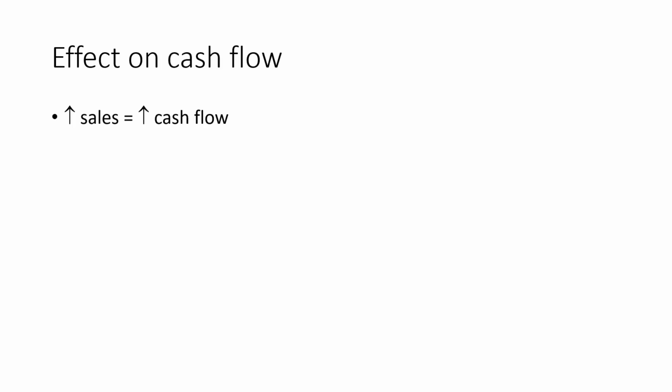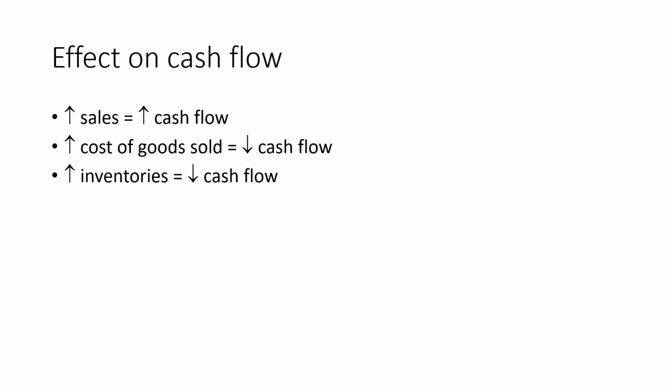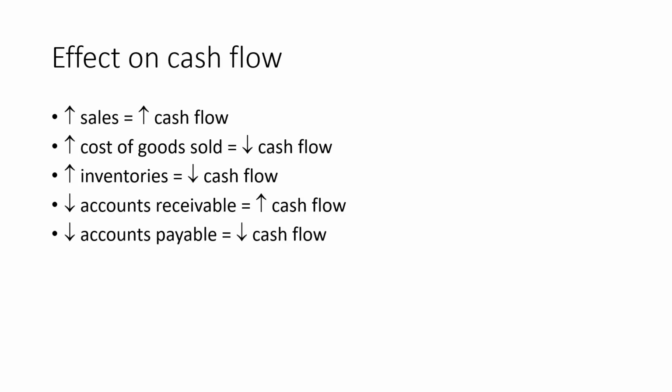So when sales increase, cash flow increases. Now these are operating cash flows. When cost of goods sold is greater, our cash flow is lesser. When inventories go up, all else constant, cash flow decreases because we bought them. When accounts receivable decrease, that means somebody has paid off their dues, so cash flow will increase. When accounts payable decrease, that means we paid off our own accounts payable, so our cash flow will go down.